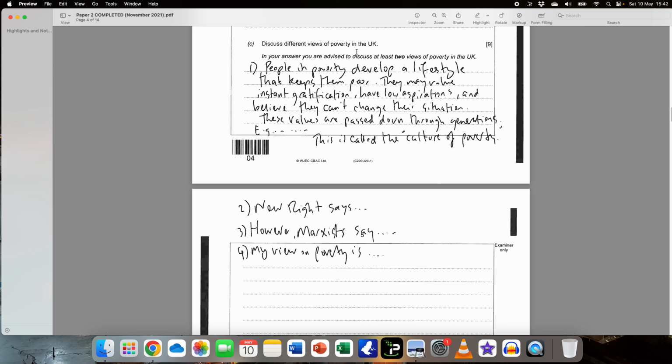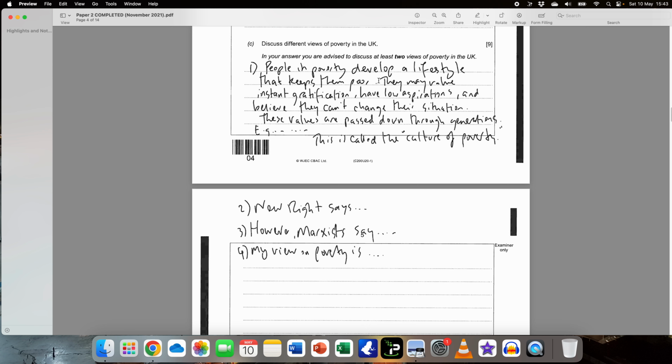Different views of poverty in the UK. Why do people stay poor? So people in poverty develop a lifestyle that keeps them poor. And all I'm doing is literally copying out what's in that table in the culture of poverty. So people in poverty develop a way of life that keeps them poor. They may value immediate gratification, so they want everything straight away, have low aspirations, and believe they can't change their situation.